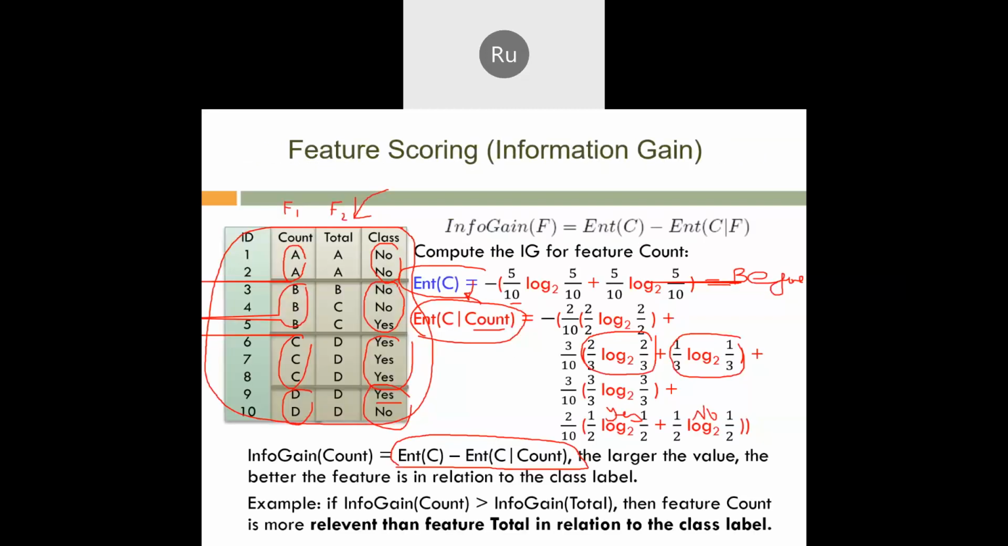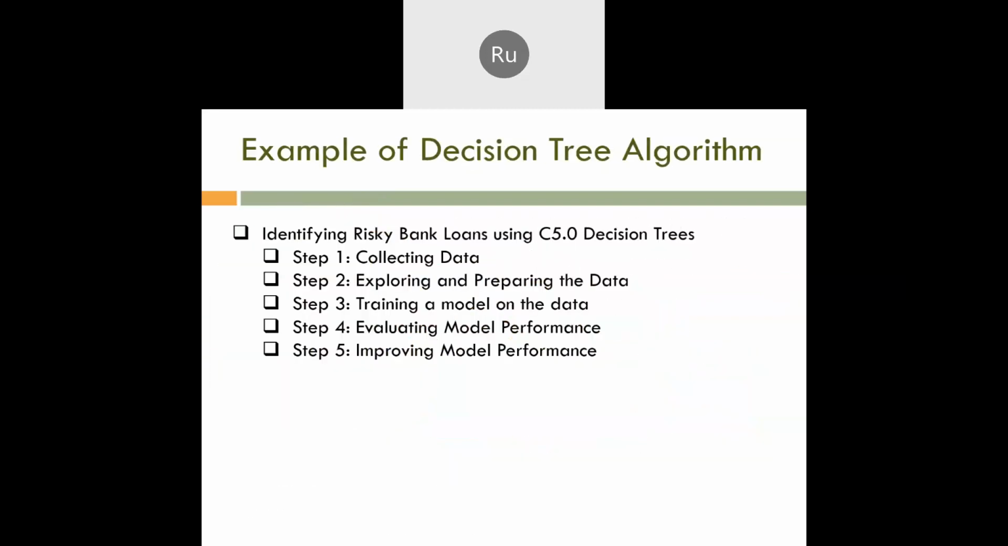Okay. Let's take a look at one of the applications of decision tree, in which we are looking at the loan application. Okay, so we have 5 steps here. First one is to collect the data.